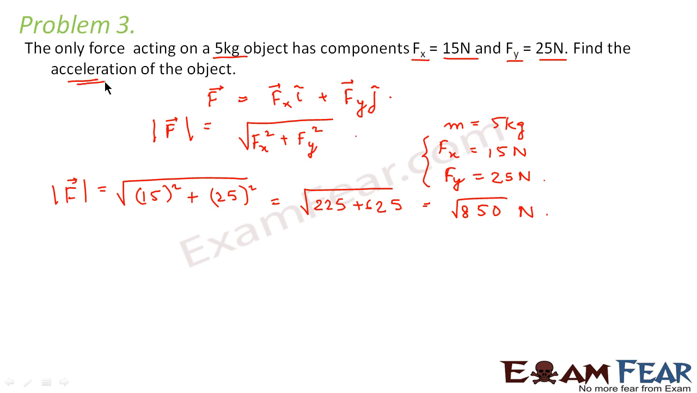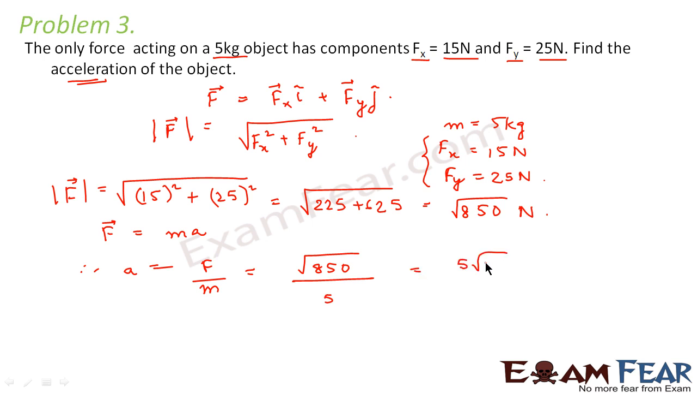Now the question asks us to calculate acceleration. Using second law, we know that force is equal to mass into acceleration. Therefore, acceleration would be equal to force by mass. That is equal to root over 850 divided by 5. So this comes out to be 5 root 34 divided by 5. That is equal to root over 34 meter per second square. And the value turns out to be 5.83 meter per second square. So this is the acceleration for this object.